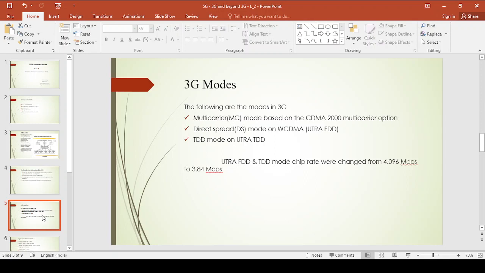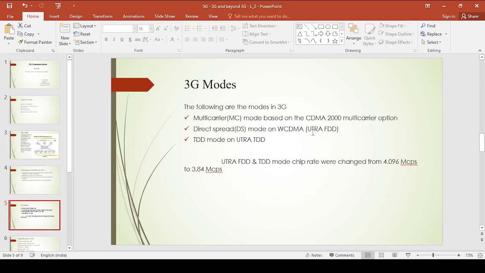One mode in which the 3G system operates is multi-carrier mode, and the next mode is direct spread mode, right? I am just giving a brief description. Multi-carrier mode is one of the modes by which the third generation system operates, and direct spread mode is another. Multi-carrier mode is based on CDMA 2000, and direct spread mode is based on WCDMA, which is UTRA FDD.